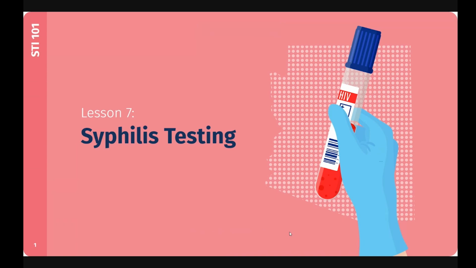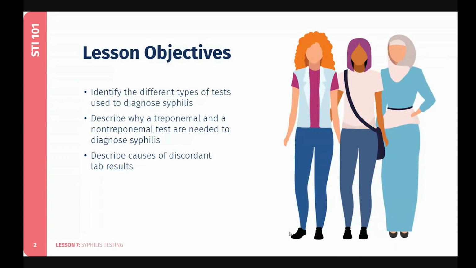Now we will explore syphilis testing options in more detail. In this lesson, you will learn the different types of tests used to diagnose syphilis. You will be able to list examples of treponemal and non-treponemal tests and describe why they are both needed for syphilis diagnosis, and you will be able to explain some potential causes for discordant lab results.